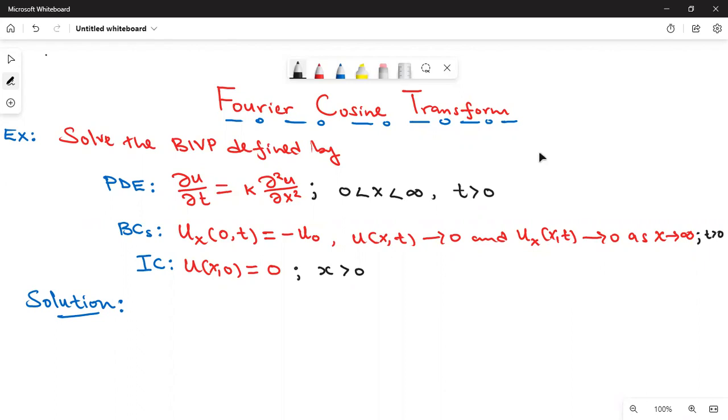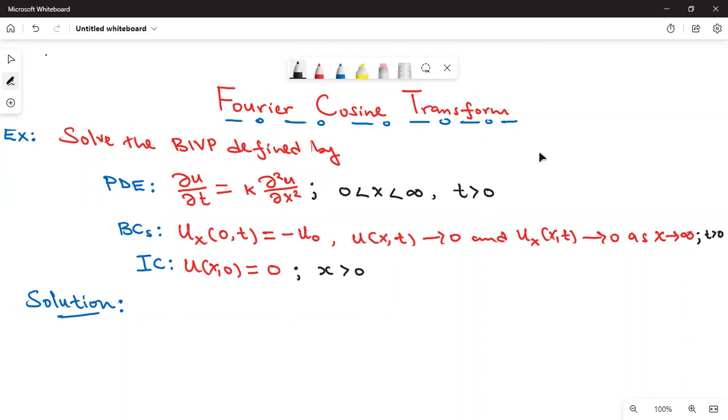Today we are going to look at the Fourier cosine transform as used in solving second order partial differential equations. In particular, we are asked to solve the boundary and initial value problem given by our PDE, which is the one-dimensional heat equation, and the domain for x is from 0 to infinity, and the time t is greater than 0.